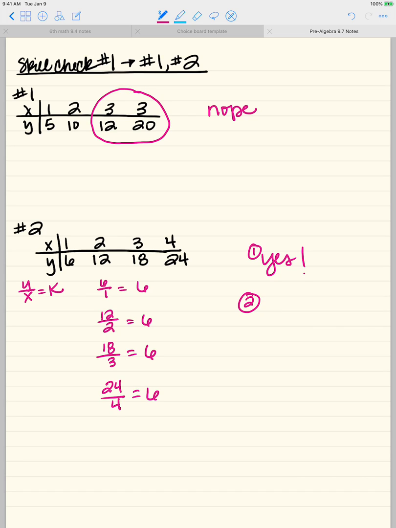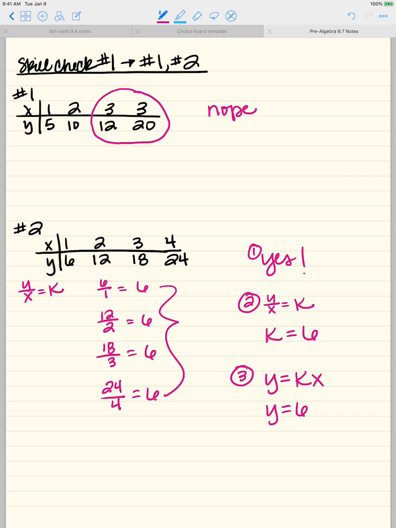What is k? Well, k is equal to y over x. Remember, y over x is equal to k, which we figured out in each one of these. K is equal to 6. Third part, write an equation for the variation. Remember, our equations for direct variations are y is equal to kx. Substitute 6 for k. Y is equal to 6x. There is our equation for this direct variation. That means if I'm given any x that is a part of this relationship, I can figure out what y is simply by plugging in for x.